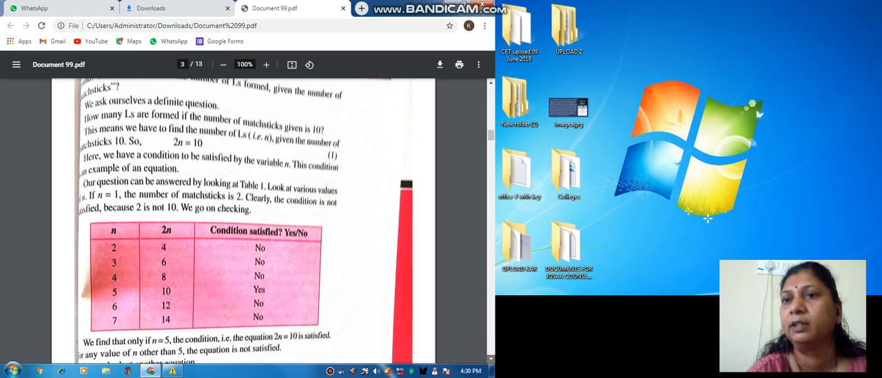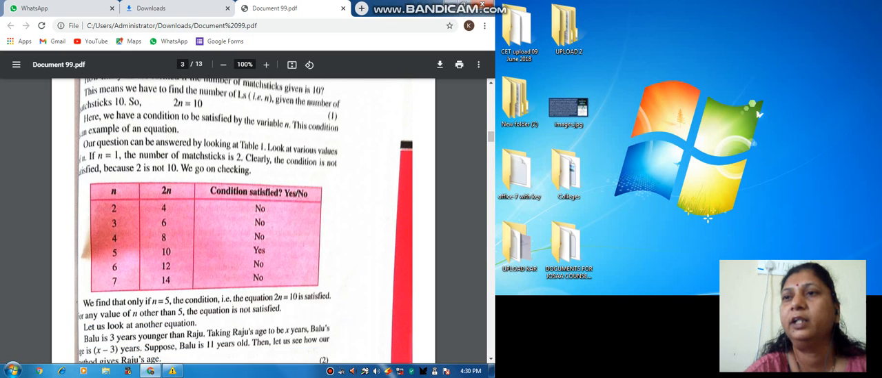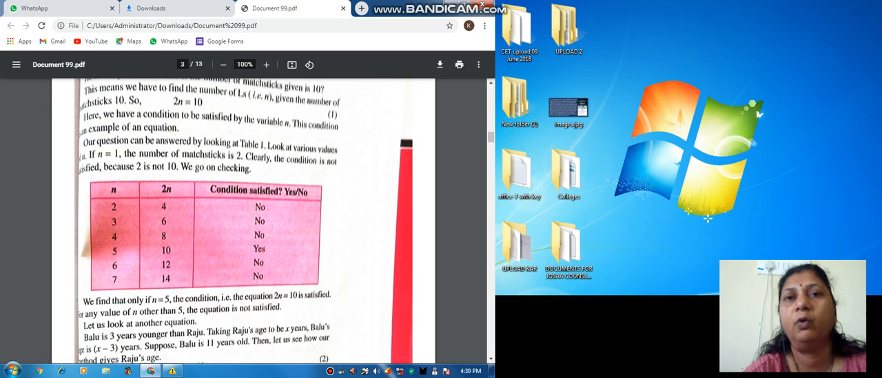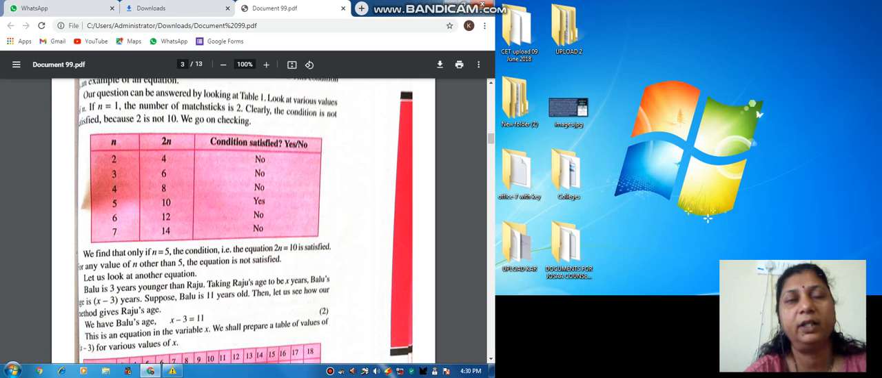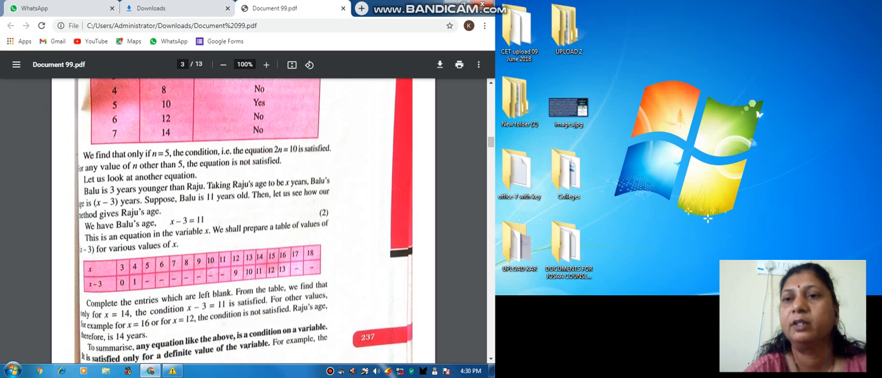Here, does the condition satisfy or not? If we have taken n is equal to 2, then the matchsticks required is 4, and if we take n is equal to 5, then how many matchsticks are required? 10. That means only if n is 5, then the equation 2n is equal to 10 is satisfied. So let's see this example.